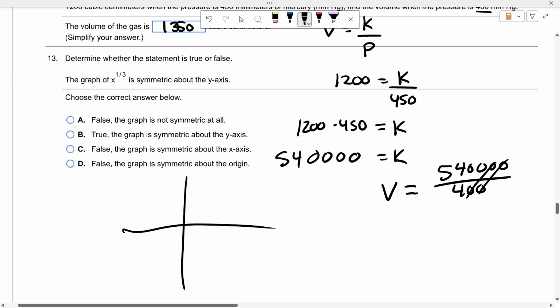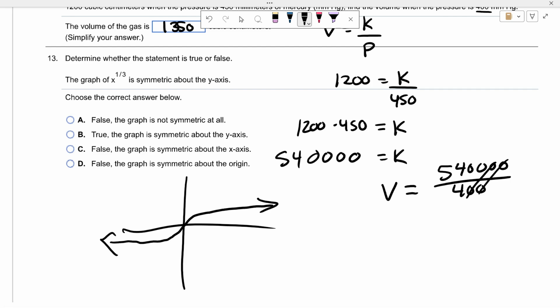And x to the 1/3 power goes like this and like this. Does it have any symmetry? Is it symmetrical with the y-axis? No, because it's not the mirror image over the y. What about the x? No. What about the origin? Yes, it is symmetric with the origin. Okay, it is symmetric with the origin, because you flip, and that's what you do around the origin.